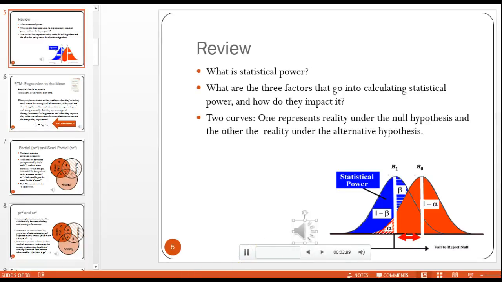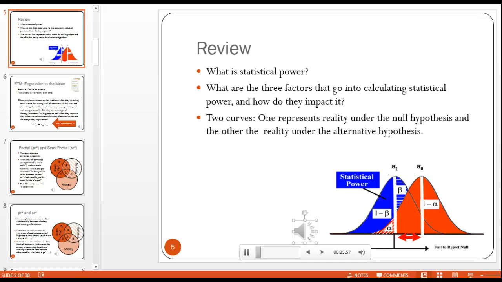Recall that statistical power is the probability of detecting an effect in our sample that really exists in the population. I want you to know that definition and also the different factors that impact the size of power. So recall those two curves that we talked about last week. They're here again in this slide in the bottom right.